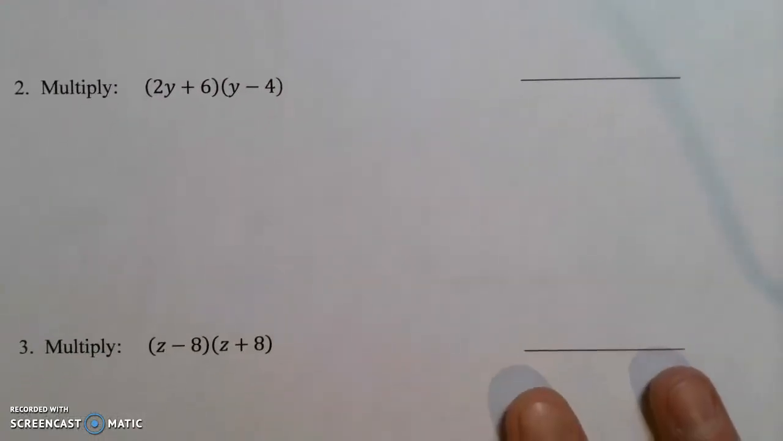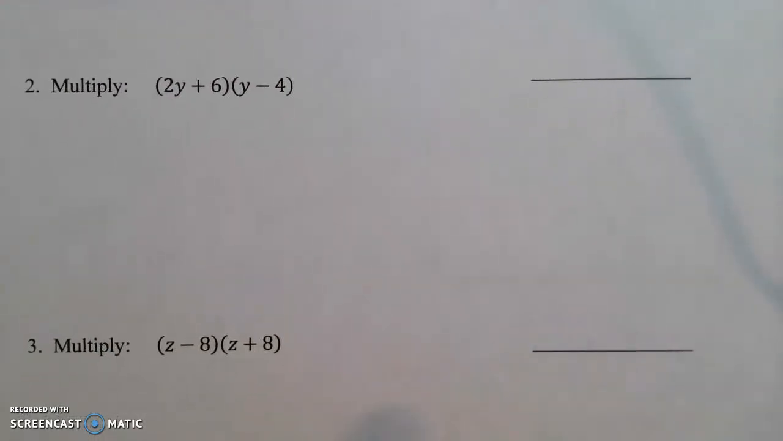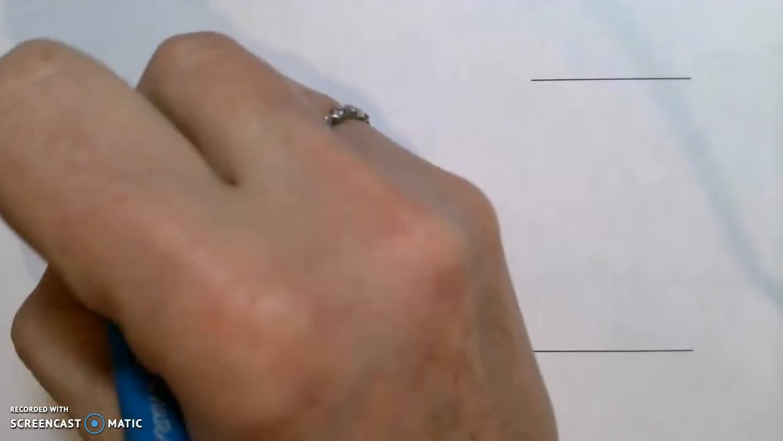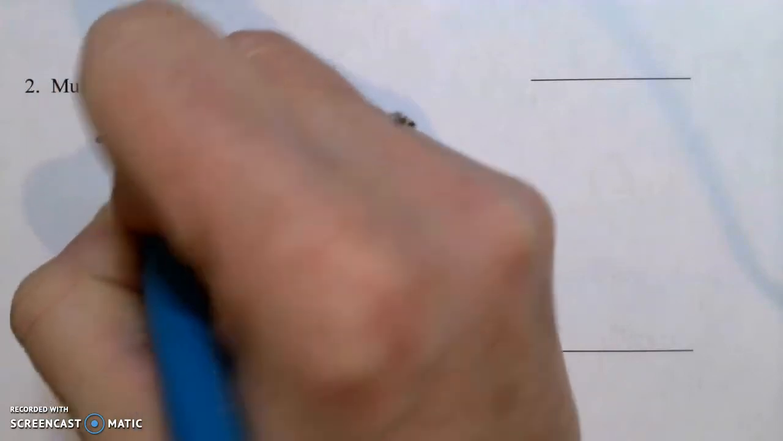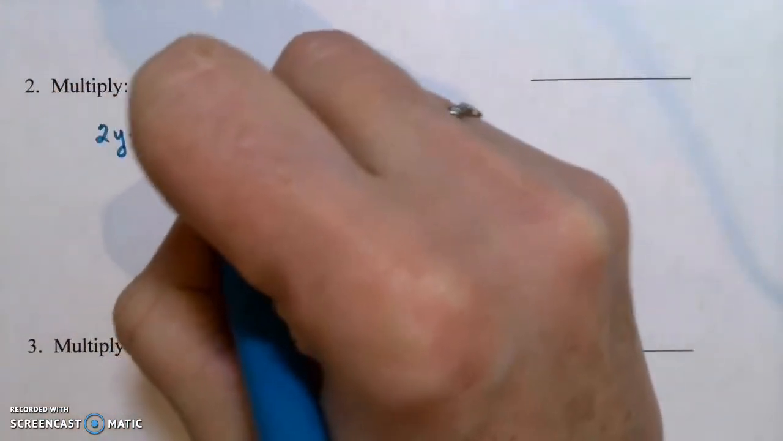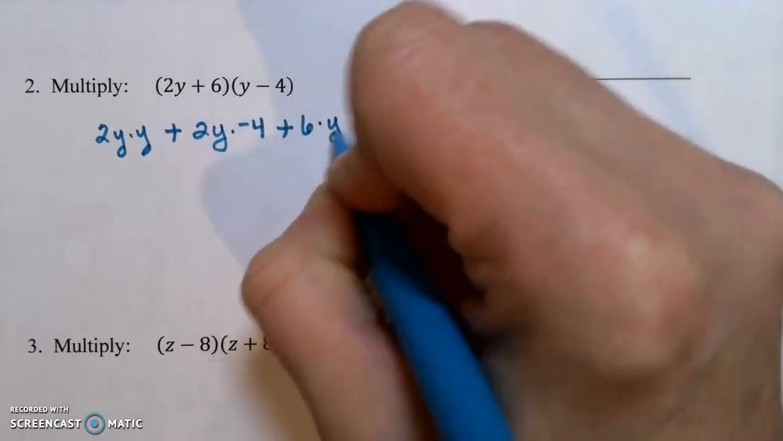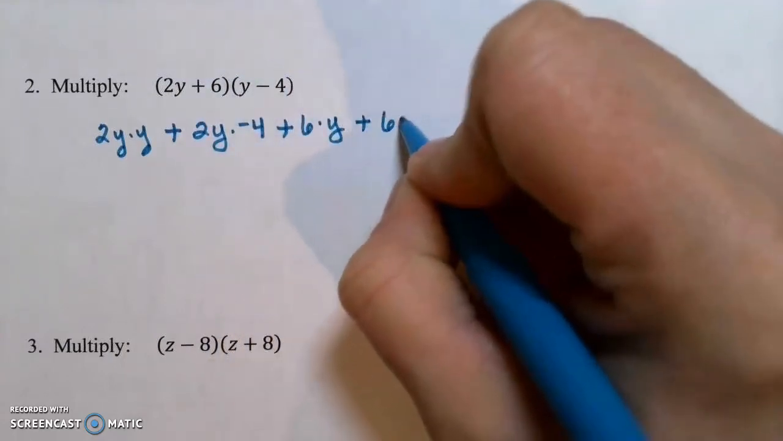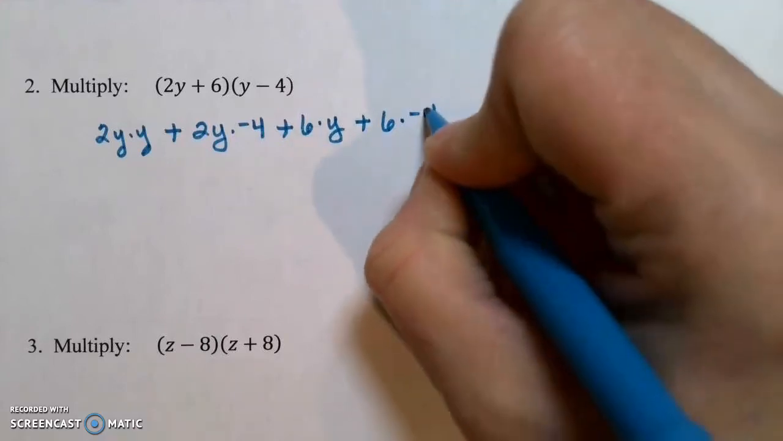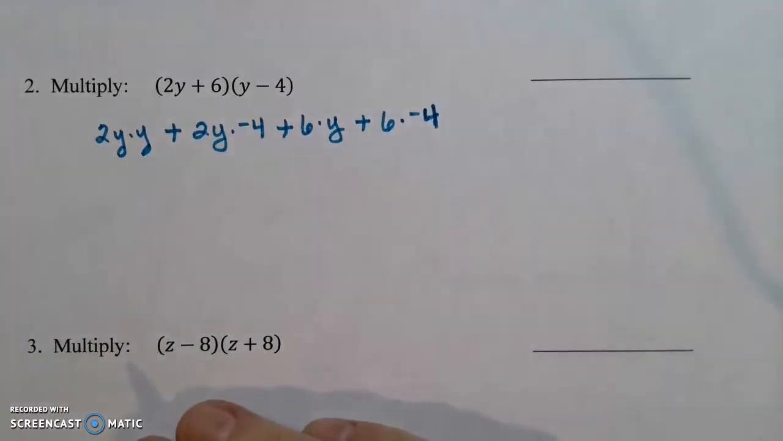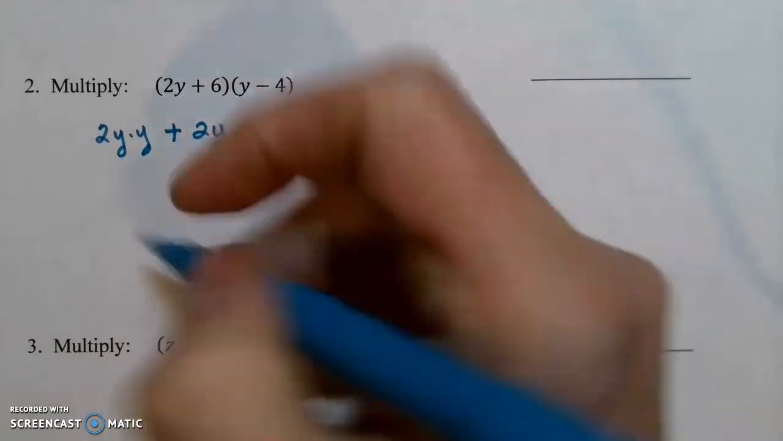Number 2, multiplying the binomials, 2y plus 6, and the second binomial is y minus 4. So I'm going to go through and FOIL that. So I'll have 2y times y plus 2y times a negative 4 plus 6 times y plus 6 times a negative 4. And that's just the simple foiling, and then we need to do some cleanup.